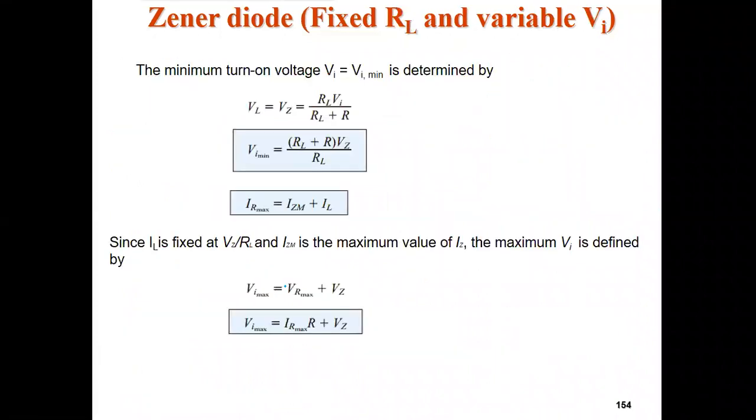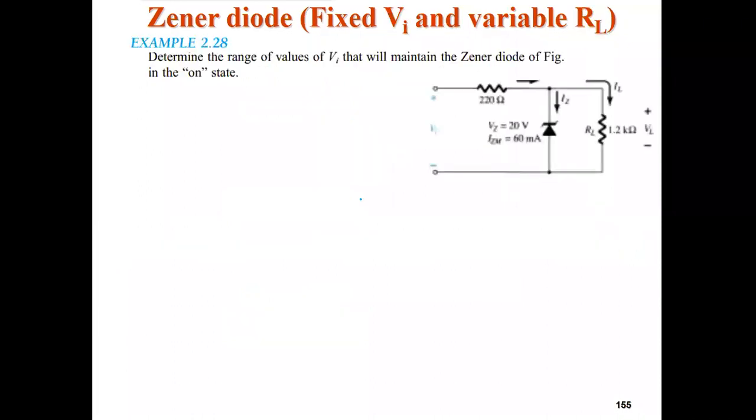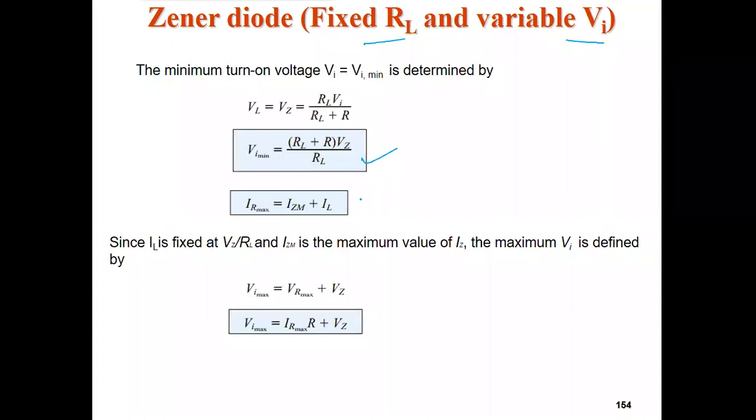Another question is your fixed RL and variable VI. So obviously if VI will be increased, then accordingly the voltage VAB will also increase. So there is a minimum voltage or input voltage required which will switch on the generator. So as for that, your VI minimum should be equal to this thing that you remember. Okay, and your IR max. Okay, so here I don't have the figure.